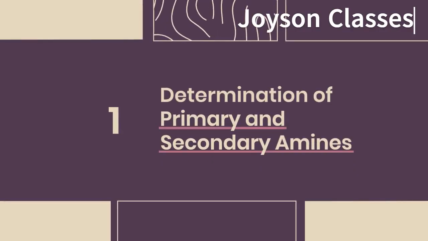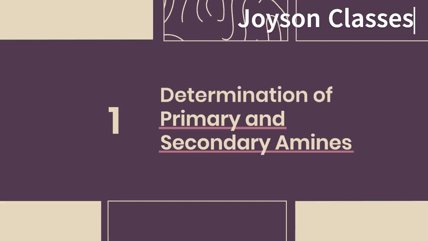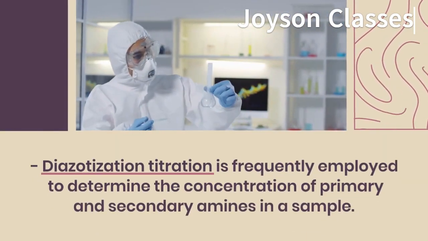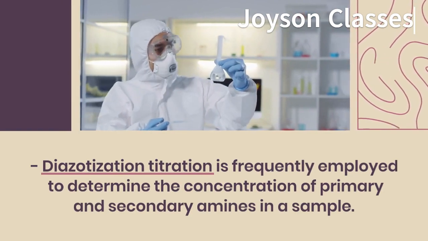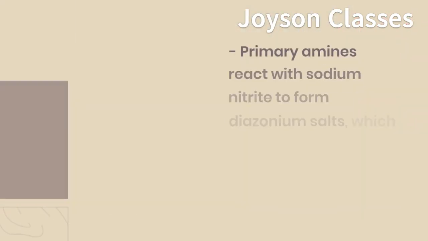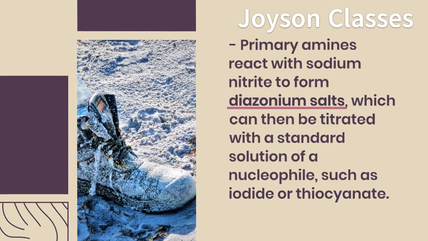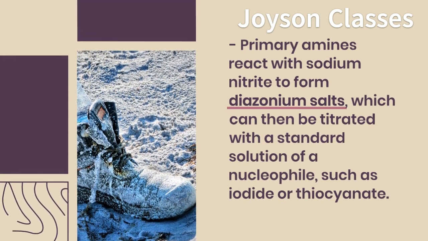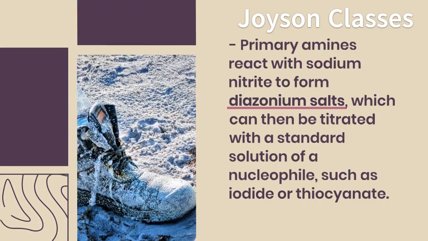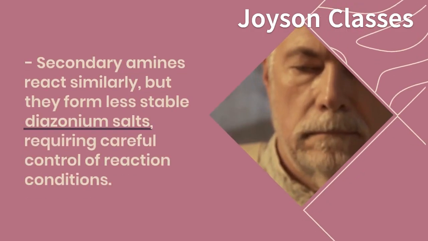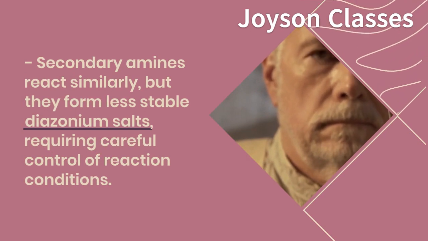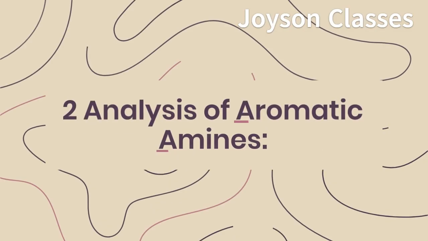1. Determination of primary and secondary amines. Diazotization titration is frequently employed to determine the concentration of primary and secondary amines in a sample. Primary amines react with sodium nitrite to form diazonium salts, which can then be titrated with a standard solution of a nucleophile, such as iodide or thiocyanate. Secondary amines react similarly, but they form less stable diazonium salts, requiring careful control of reaction conditions.